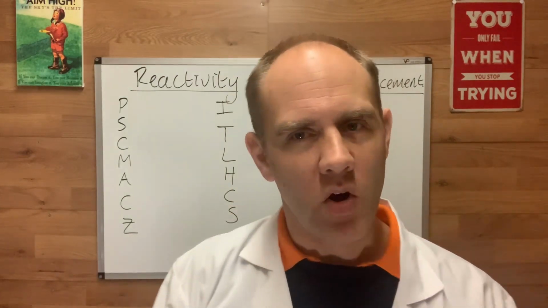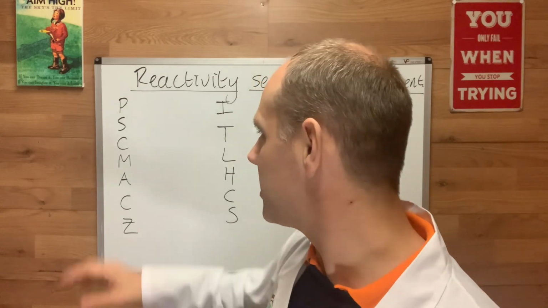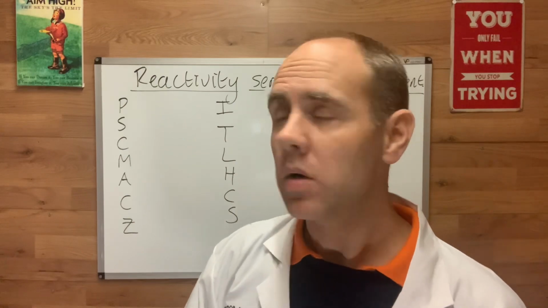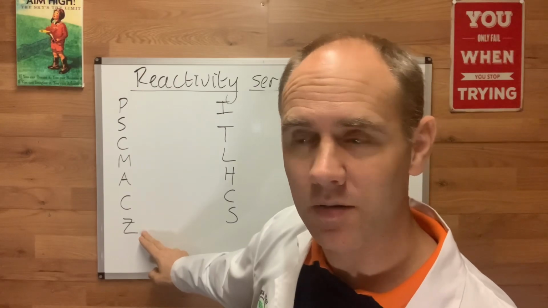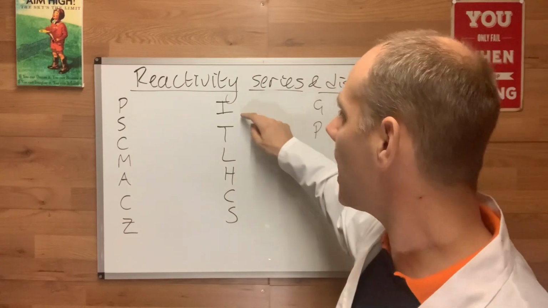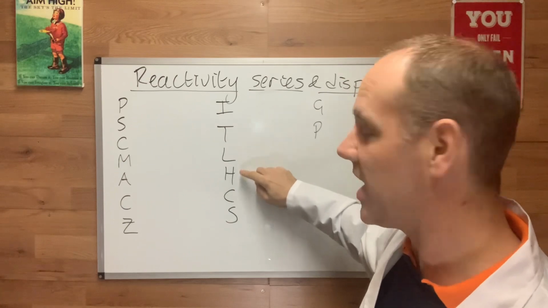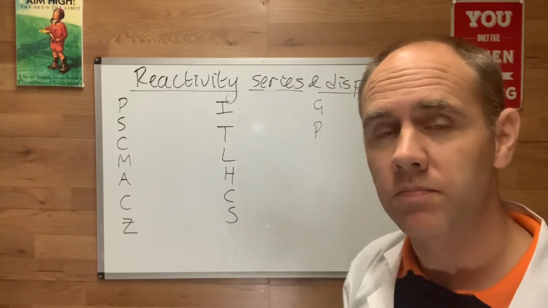Because I wrote that sentence out a few times and I've just got the initials, this is pretty easy, because I've got my letters in order, I just need the metals. So, potassium, sodium, calcium, magnesium, aluminium, carbon, zinc. Please stop calling me a calm zebra. Next set. Instead, try learning Harry's correct surnames, gold, platinum. Iron, tin, lead, hydrogen, copper, silver, gold, platinum. It's really, really easy.